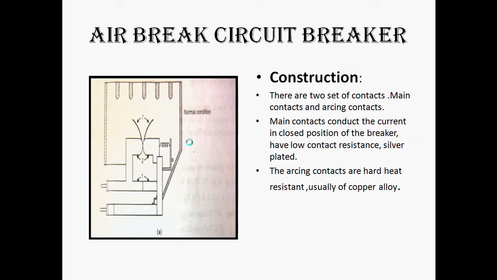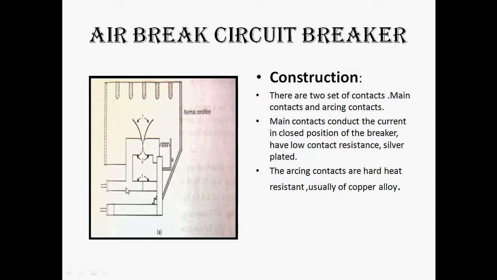Now, air brake circuit breaker construction. There are two sets of contacts: main contacts and arcing contacts. Main contacts conduct the current in the closed position of the breaker. Now this breaker is in closed position, current entering from this point and going out of the breaker from this point. These are the two leads of that breaker.